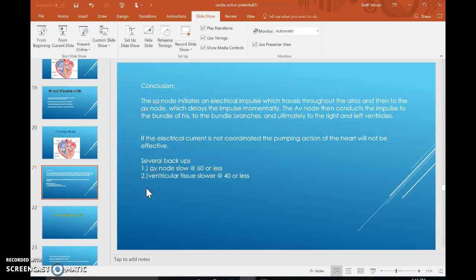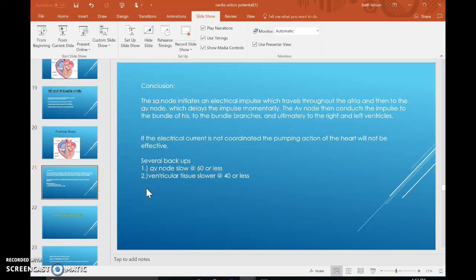If the electrical current is not coordinated, the pumping action of the heart will not be effective, obviously. So if you've got one part firing and then another part firing, instead of it firing in unison, it's not going to pump the blood out of the heart correctly.